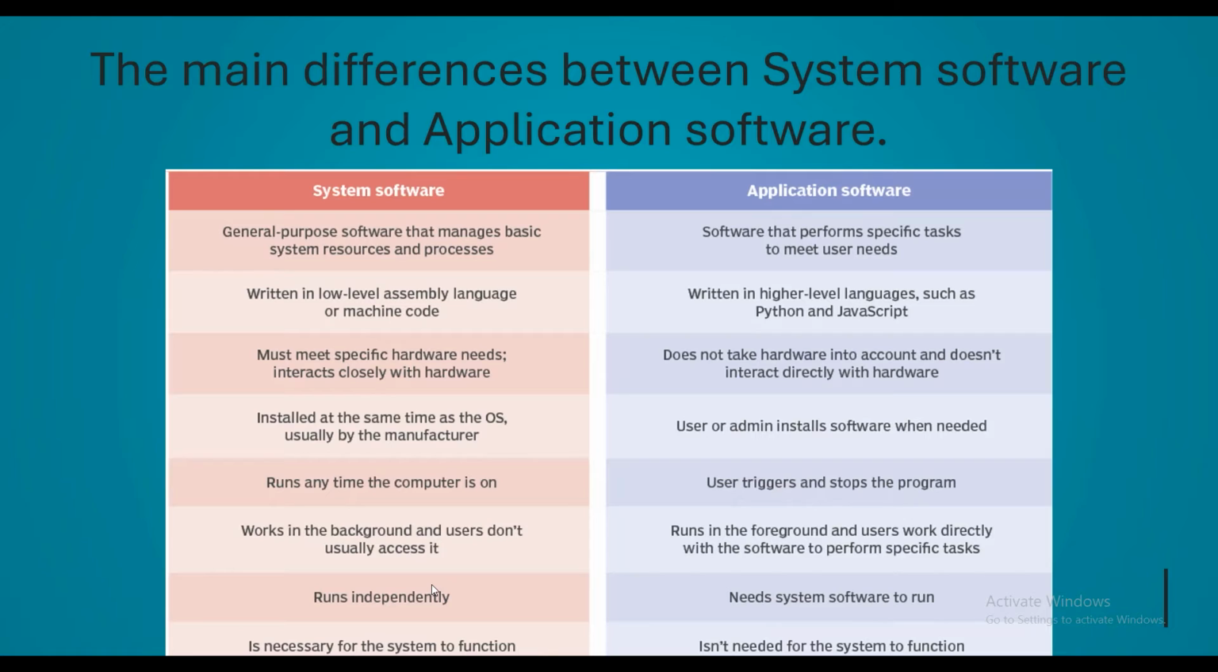And the system software is very necessary for the system to function. Application software, on the other hand, is not needed for the system to function, it's just needed for the user.